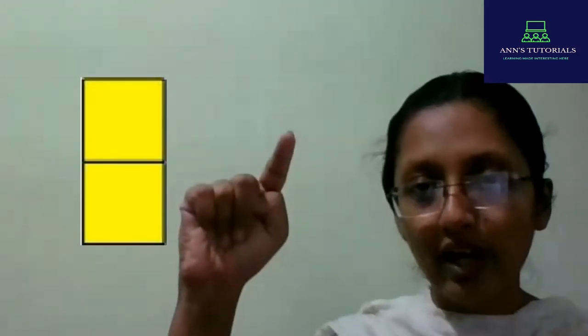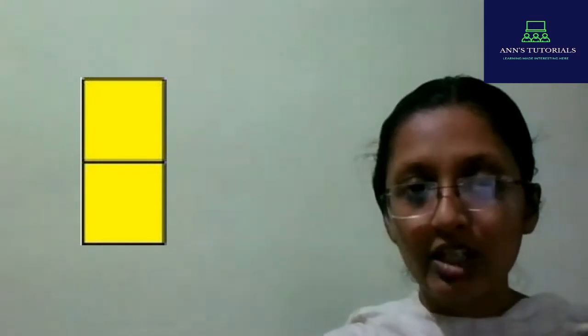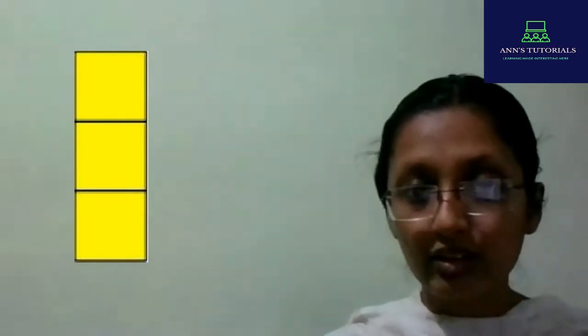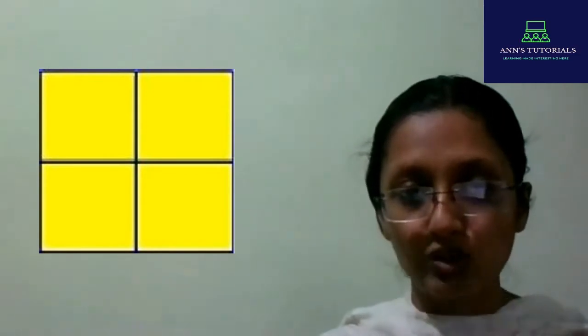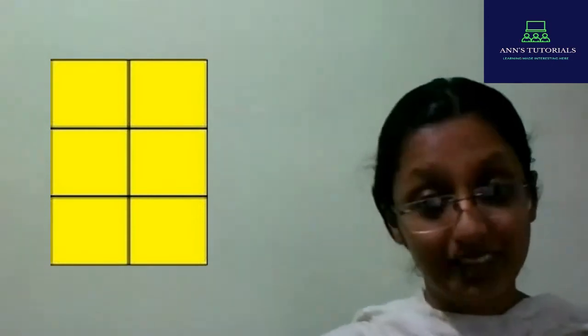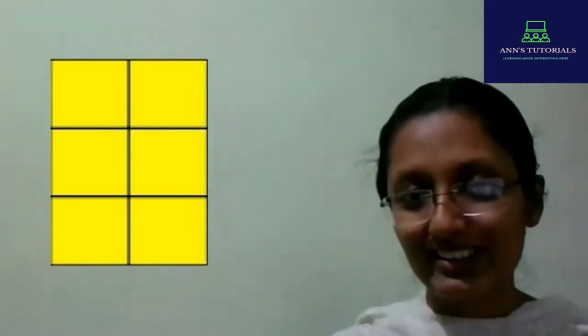Now here we see a yellow square. Now let's use this yellow square to draw the numbers from 1 to 6. 1 we can draw as a single square. 2 we can draw by placing 2 squares one below another. 3 we can draw by placing 3 squares one below another. 4 we can draw by placing 2 squares next to each other in 2 rows. Similarly, we can draw 5 and 6 like this using yellow squares.